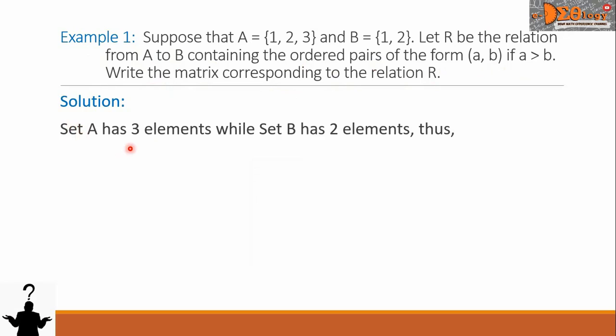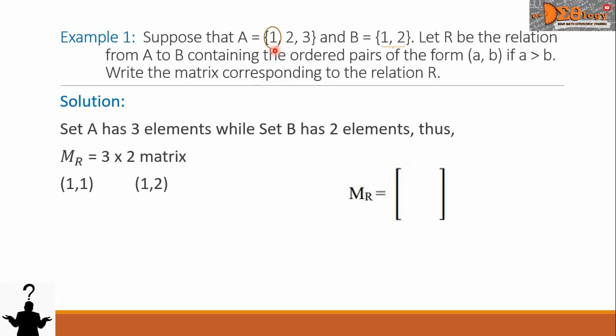Set A has 3 elements while set B has 2 elements. Thus, the M sub R must be a 3 by 2 matrix. We can write a blank matrix in here. Let us now write the respective ordered pairs. Starting with the first element of A, which is 1, we will take this as the a, while the elements of set B are the variable b.